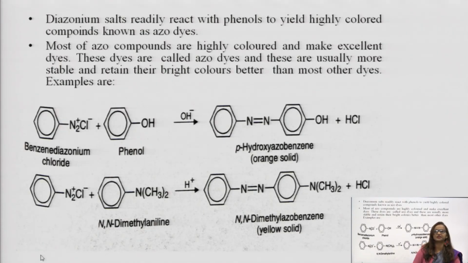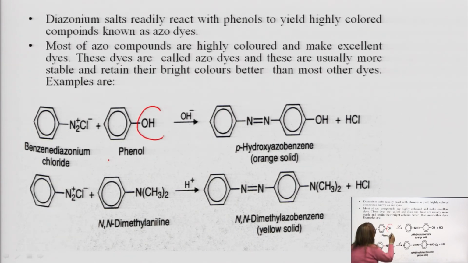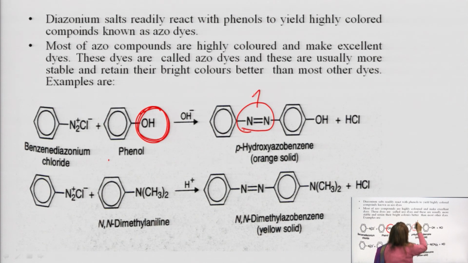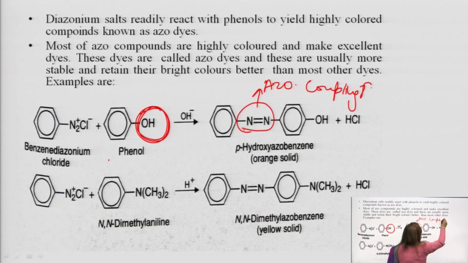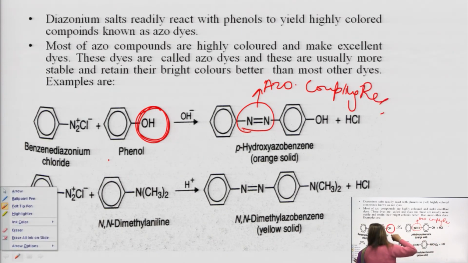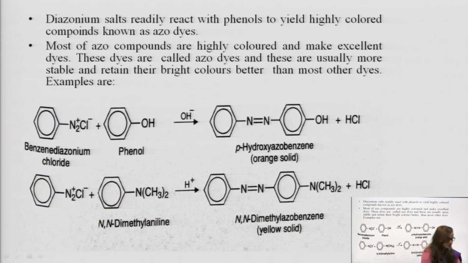A very important synthetic reaction of diazo compounds is the formation of azo dyes. Azo dyes are those which retain their color for a very long time. Azo dyes can be prepared from benzene diazonium chloride by its reaction with any aromatic compound containing an electron donor group. And what is formed? N double bond N. This is called azo, and the reaction is called a coupling reaction. So, with the formation of these azo dyes, it can also be used for the formation of azo compounds.